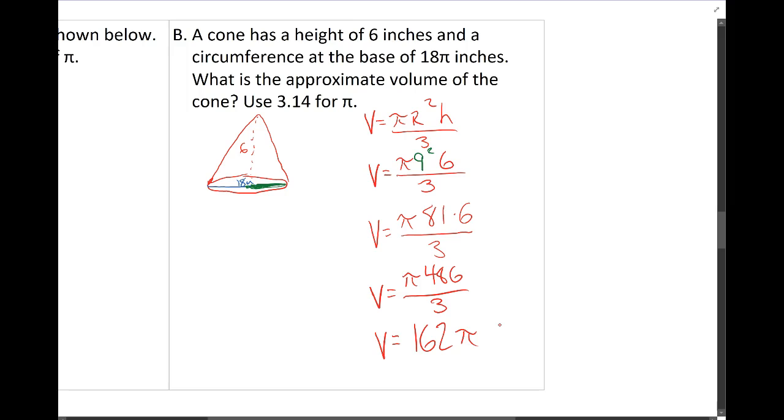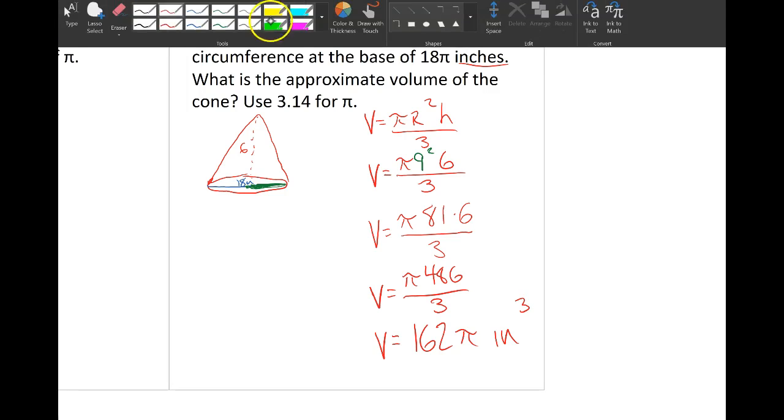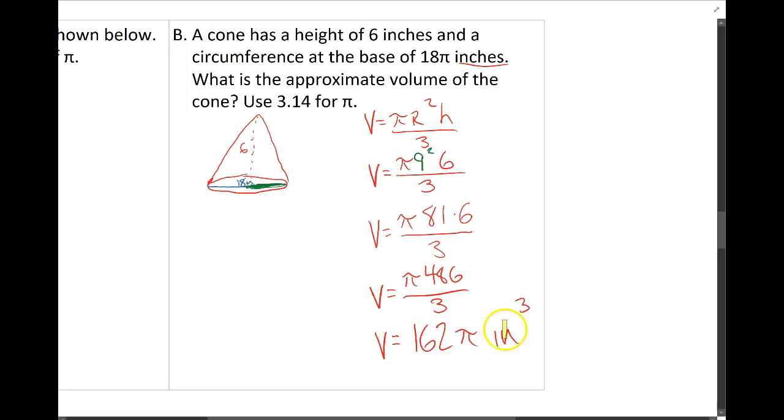And there's actually two things that I still need to do here. First thing is I need to add my units, which I know is inches cubed. And in this case, though, I hope some of you noticed something. This would not get full credit. Here's why. This is an example of what I was telling you guys about yesterday, where it says use 3.14 for pi. This time it wants us to actually be specific. So the last step I have to do here is actually very easy.